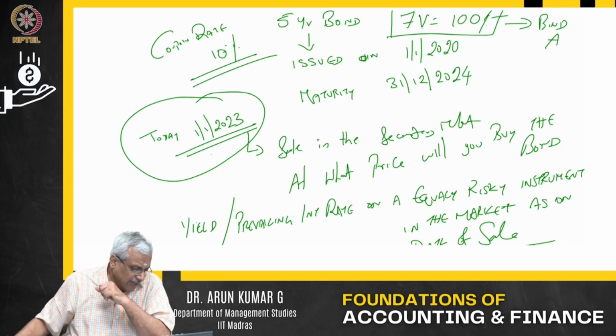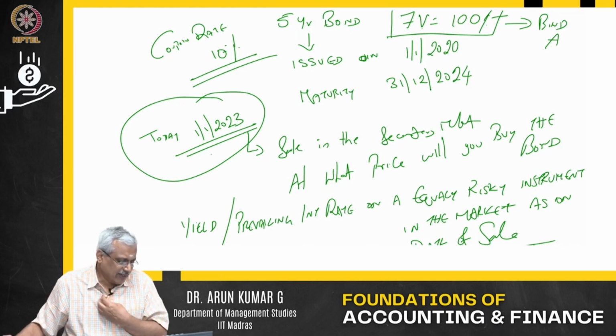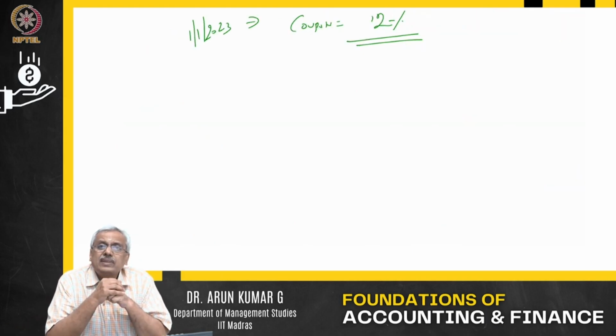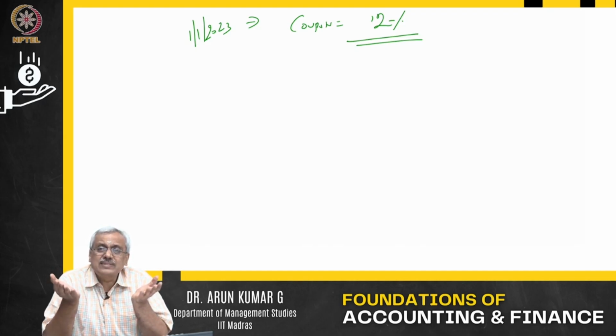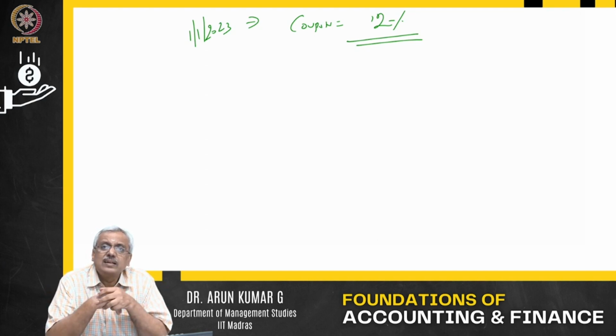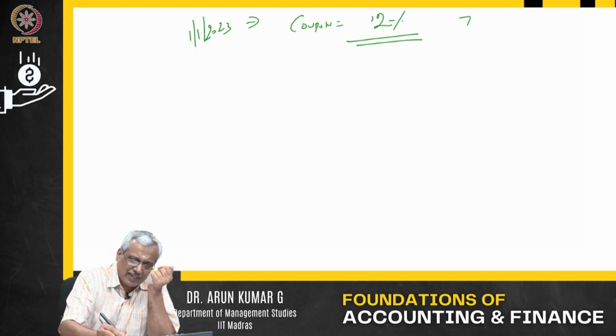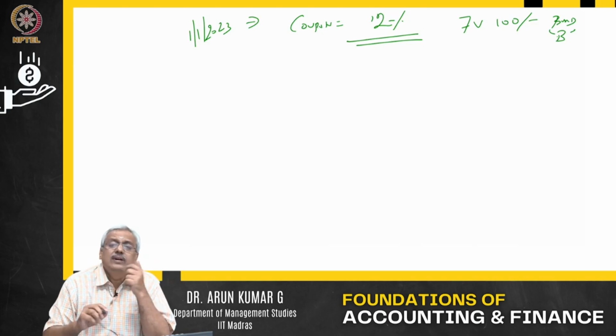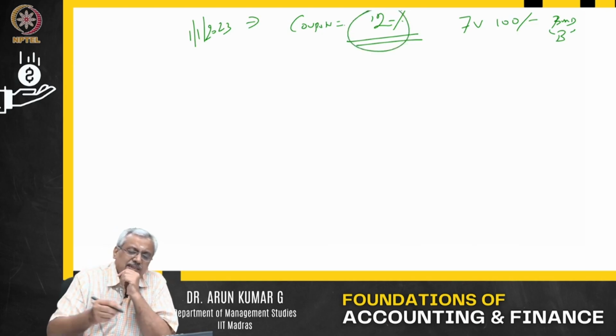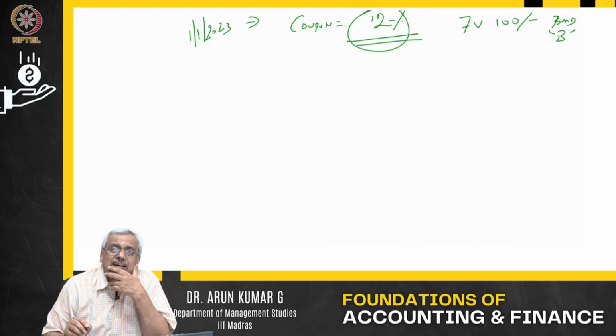So if I buy bond A at $100, the face value, I will get only a 10% return, that is, only $10. Whereas if I buy the new bond being issued, and imagine this bond also has the same face value of $100, this is bond B, I will get a 12% return because the return is going to be higher.